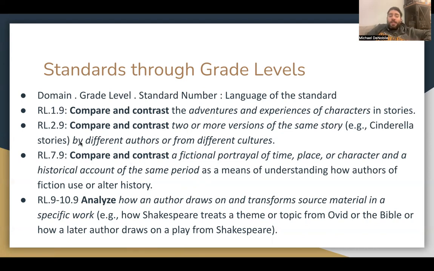Now, when we're reading standards, this is how a standard is written. It's written in a code, RL 19. The first part is the domain. The second part is the grade level. Then you have the standard number. Then you have the language of the standard. As I said, I'm assuming that you've never seen a standard before, so I'm just going to break it down for you. Here, the domain is reading literature, or reading literary texts, depending on how you want to interpret the RL, but it's reading literature.